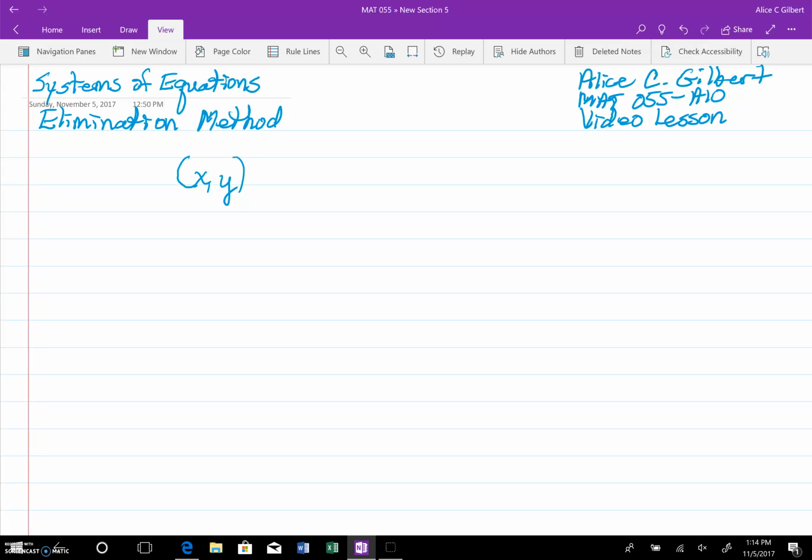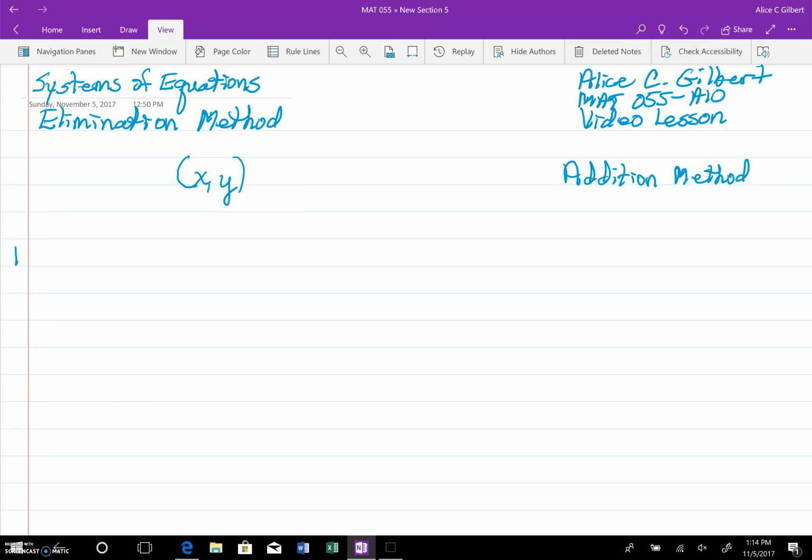For the most part, the method we want to use is the elimination method, also known to some people as the addition method. I like calling it the elimination method because it reminds me I'm eliminating something. But we're doing it by adding, so that's why it's called the addition method.